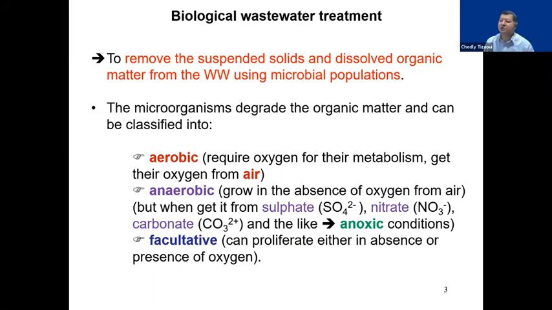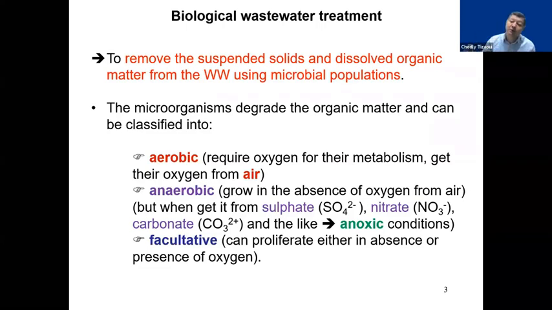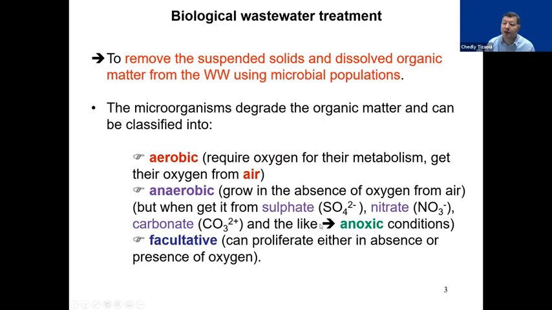I almost told you the whole story to some extent of the biological treatment, but also to get a few aspects and language that is used in biological wastewater treatment, which possibly you are familiar with, things like aerobic, anaerobic, and facultative types of microorganisms or bacteria. The aerobic ones require oxygen for their metabolism or growth. Anaerobic ones can grow in the absence of oxygen from air. However, they can get their oxygen from species such as sulfates, for example SO4, so there is plenty of oxygen there, or from nitrate or carbonates, yeah?